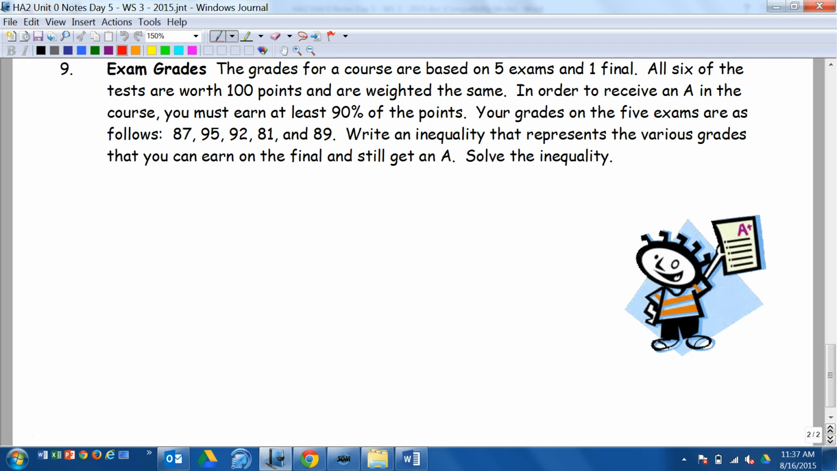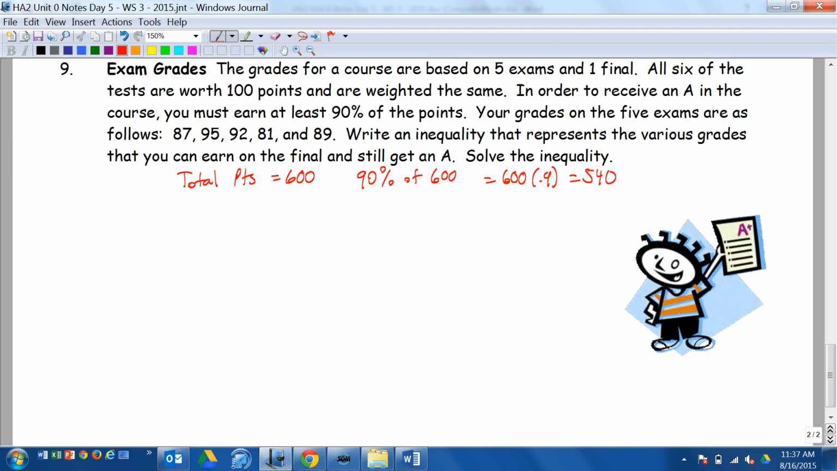Solve the inequality. Here's where people will mess up. Let's just talk about this for now. 90% of the total points, hopefully you guys realize that the total points you can get is equal to 600 because there's 6 tests worth 100 points. 90% of that is equal to 600 times 0.9, which is equal to 540. So that means that all 6 of your tests should add up to at least 540.